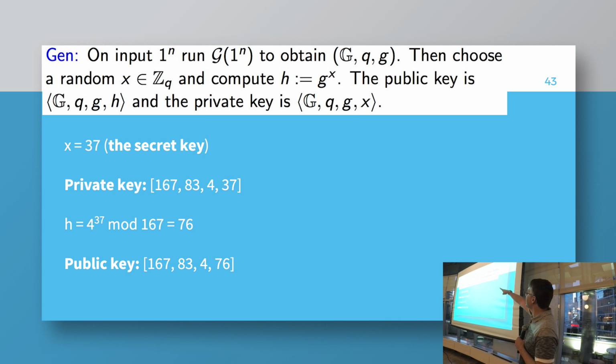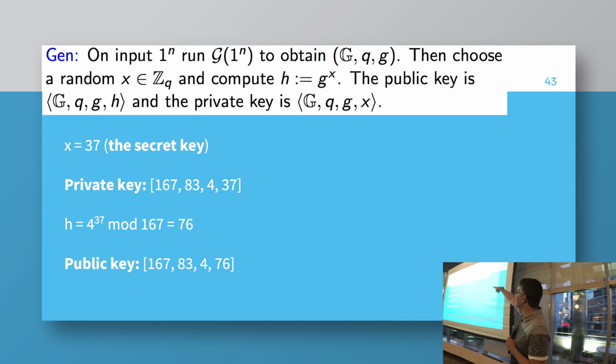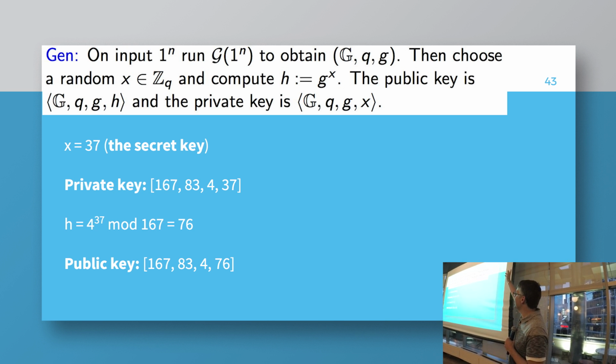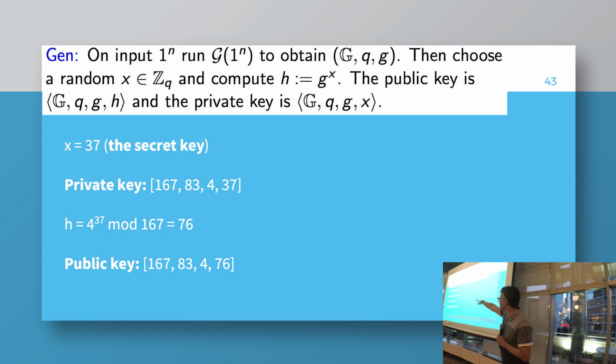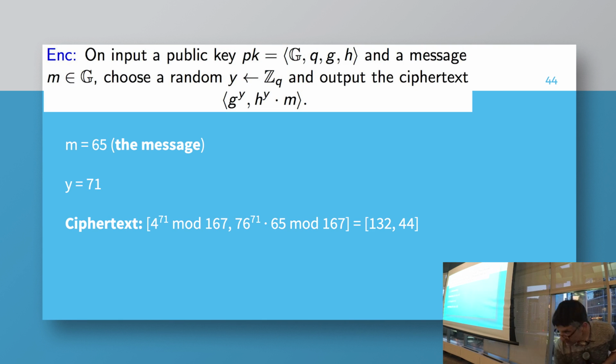And then we come up with this thing called H, where we take our generator and put it to the xth power. That's 4 to the 37th mod 167. We also have to do everything mod 167, because that's our modular loop when we're scrambling our eggs. And that gives us H, which gives us our public key, which is there. So now we have a private key and a public key.